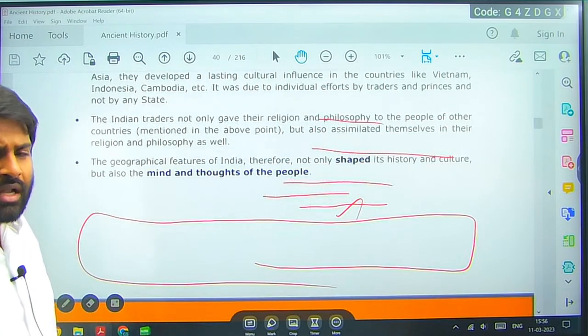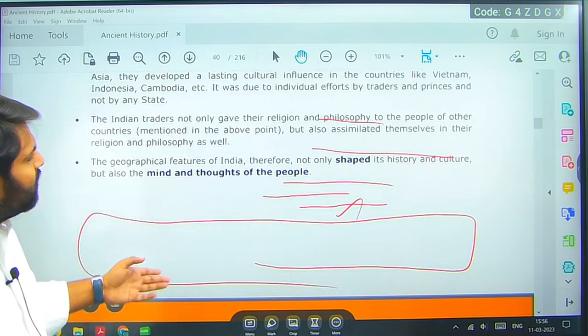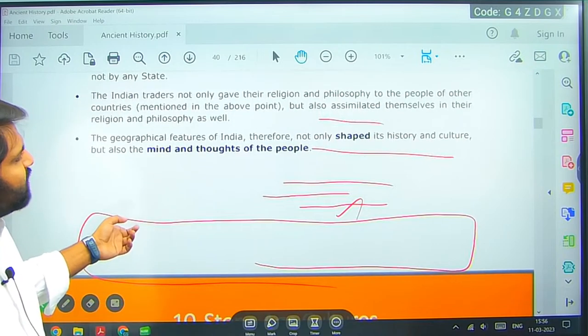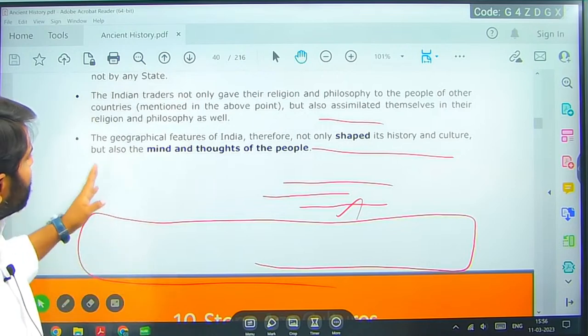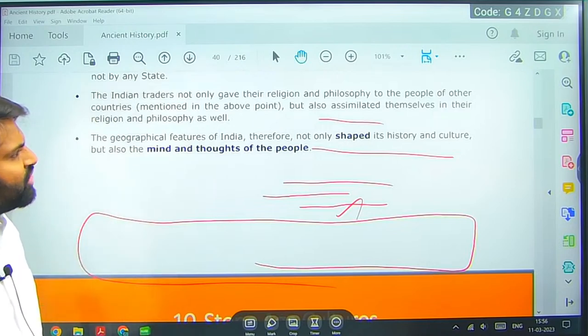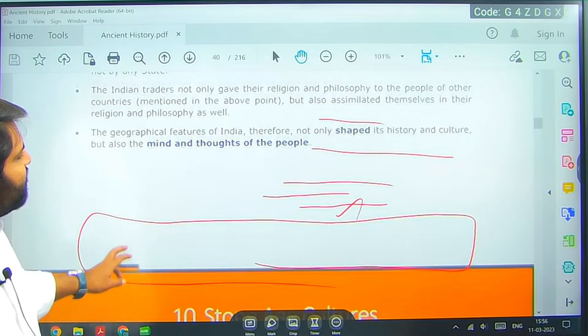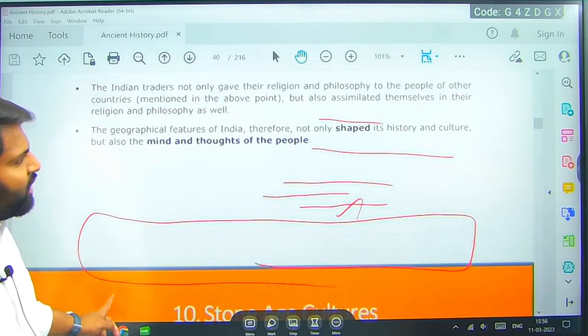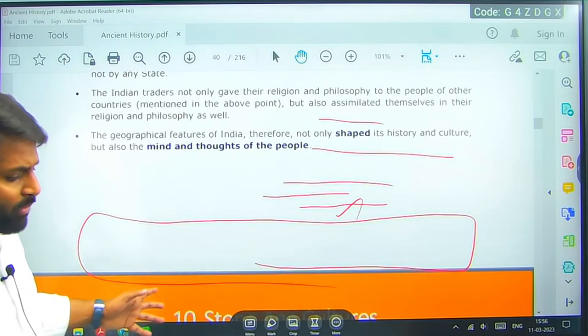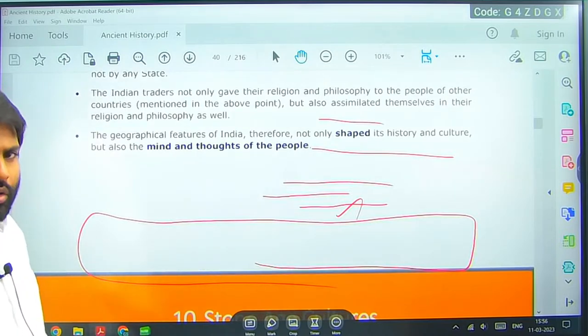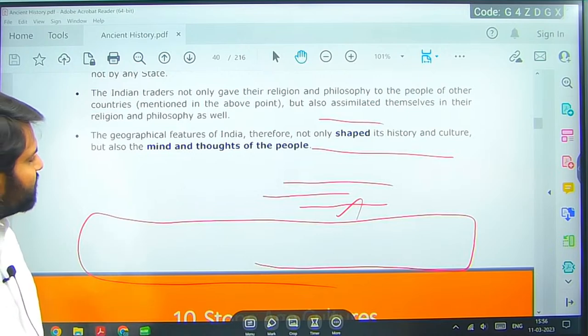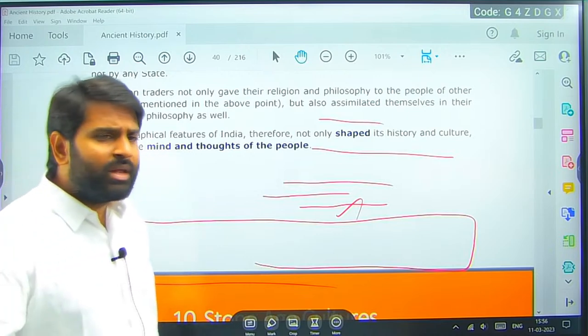The wars between the Cholas and Pandyas also led to very big exploration towards Southeast Asia. Indian traders not only gave their religion and philosophy to people of other countries, but also assimilated themselves in the religion and philosophy as well. So traders are one of the important people, like Marco Polo, right? Although Marco Polo was a trader, he became a different personality altogether later after observing many dynasties.